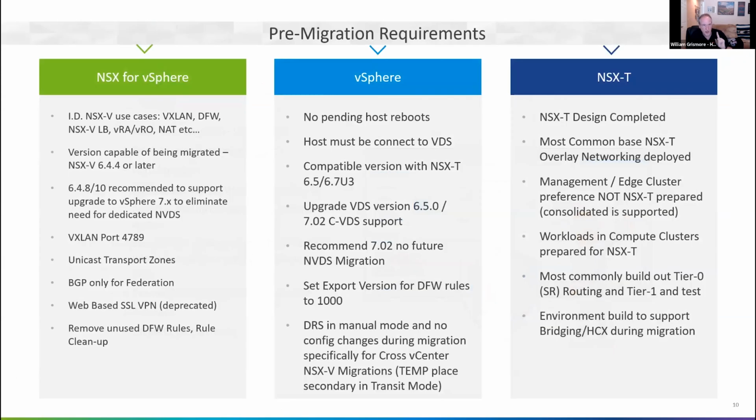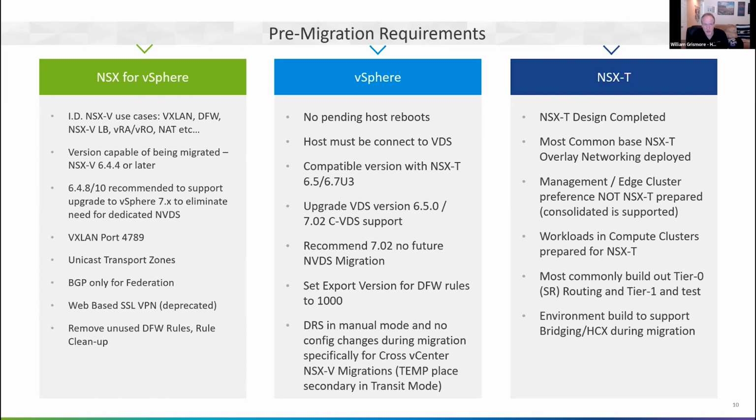Before we get into that though, I just want to hit pre-migration requirements. So before you migrate, what do you need to do? This is pretty well documented out there, but identify your use cases. Is it just networking? Is it just firewall? Is it both? Like Damien just showed you, do you have a load balancer to migrate from V to T? Is there a vRA in play that you need to update workflows with, or NAT, or whatever it may be?